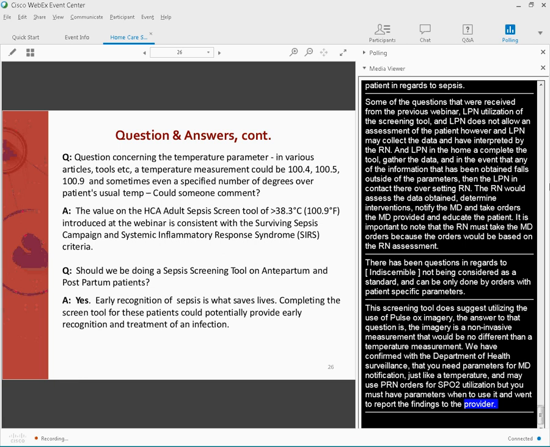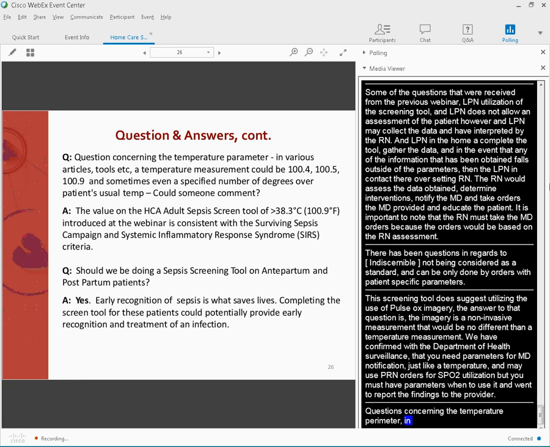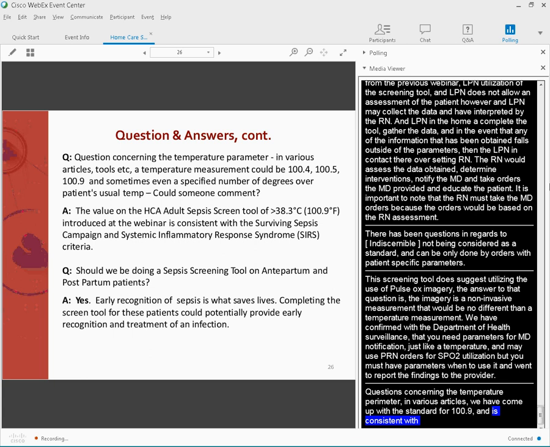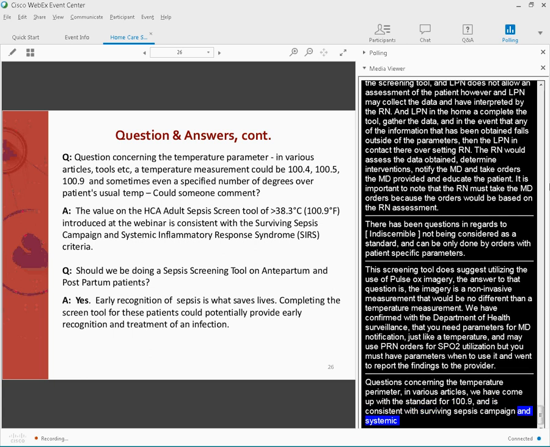Questions concerning the temperature parameters in various different articles and tools, etc. We have come up with the standard for 100.9, and this is consistent with Surviving Sepsis Campaign and Systemic Inflammatory Response Syndrome criteria. So that is why we have based the screen tool off of that evidence base.